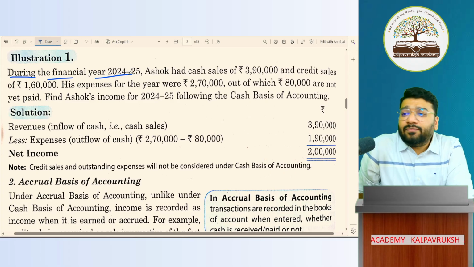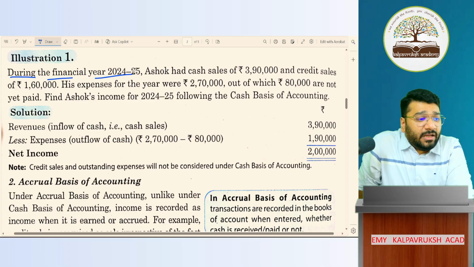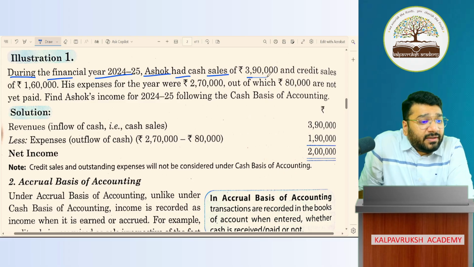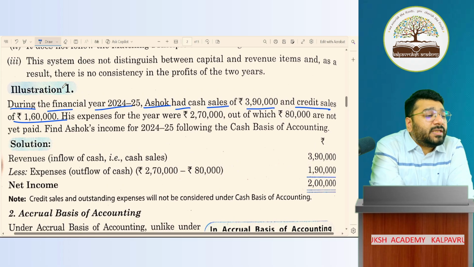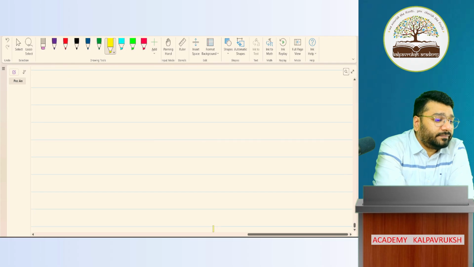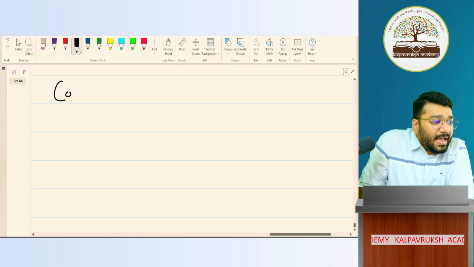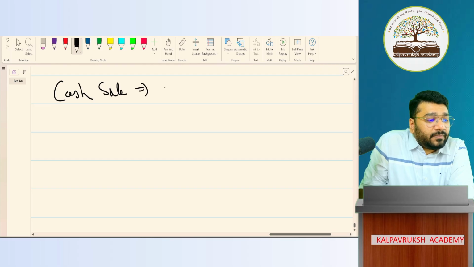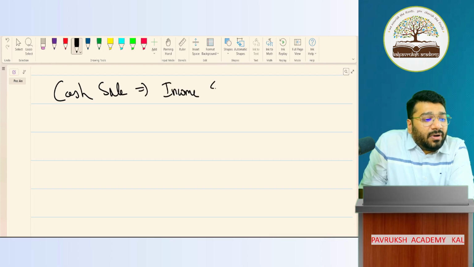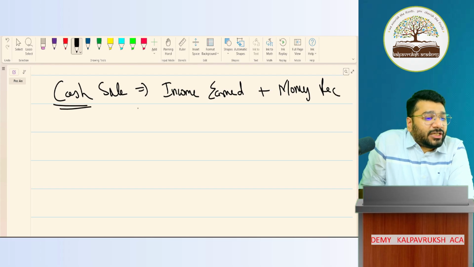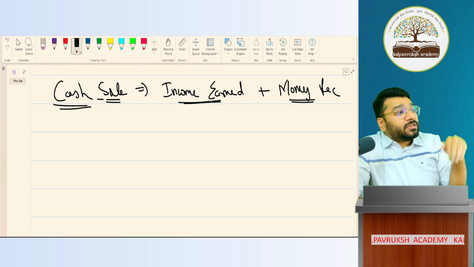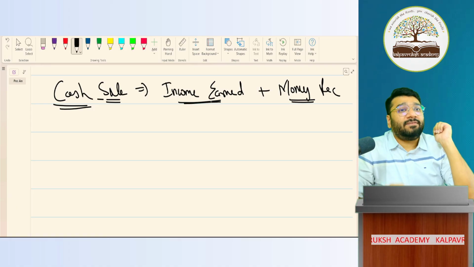During the financial year 24-25, which financial year? 24-25, Ashok had cash sales 3,90,000 and a credit sale 160. Can you please tell me what is the meaning of cash sale? Cash sale means income earned plus money received. Cash means money received. Sale means income earned, that is, ownership transferred. So ownership also transferred, paisa also received. Yes or no?